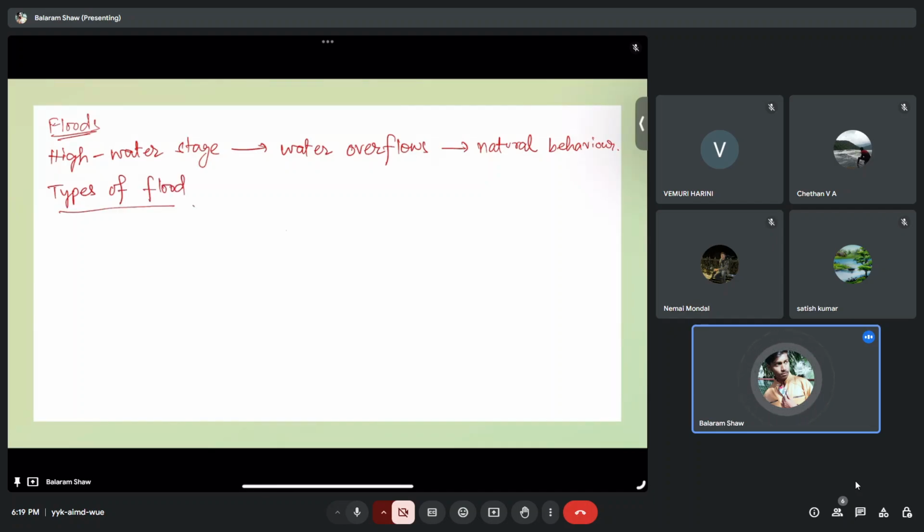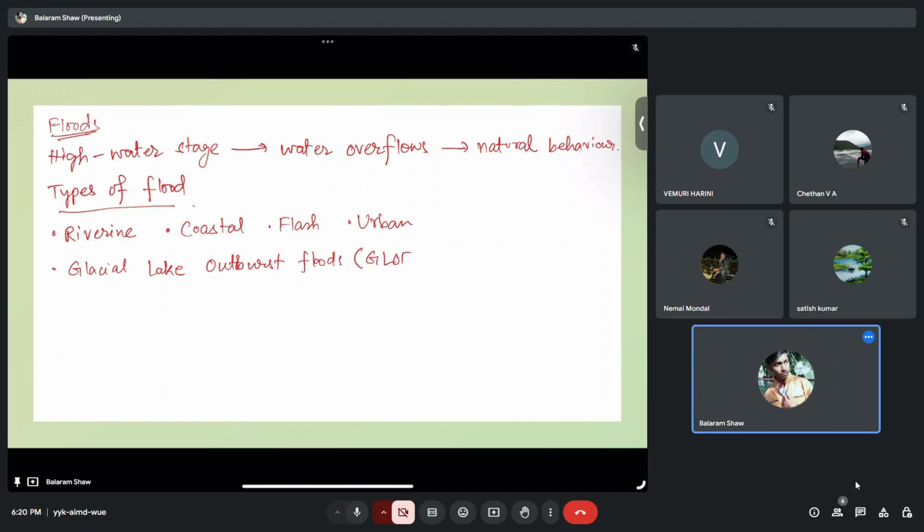Okay, so floods can be classified into several classifications based on the situation in which the flood is happening, right? So floods are riverine floods, coastal floods, then flash floods, urban floods, then glacial lake outburst flood. This is also abbreviated as GLOF. Now, if you write floods, then it will have an S in it.